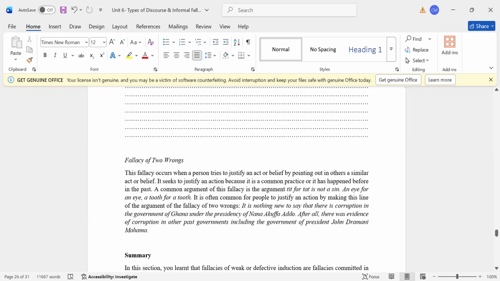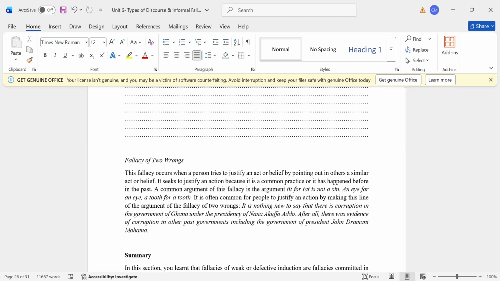Then we look at fallacy of two wrongs, and we'll end. Next, we will continue. There's always a cliche that two wrongs do not make a right. If I slap you, and then you say you slap me because you are justified to slap me because I slapped you, you are committing a fallacy of two wrongs. Usually here, an eye for an eye, a tooth for a tooth. That is a fallacy of two wrongs.